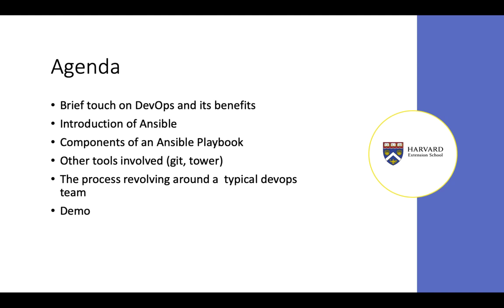Now, let us dive into the agenda. Agenda in front of us is, let us start with DevOps and what are the benefits of DevOps. Later on, we'll talk about an introduction to Ansible and a high-level overview of what Ansible is all about, what are the components of Ansible playbooks, and what are the other tools we need as a part of this implementation. Finally, we wrap up with a demo using Ansible in the AWS environment.